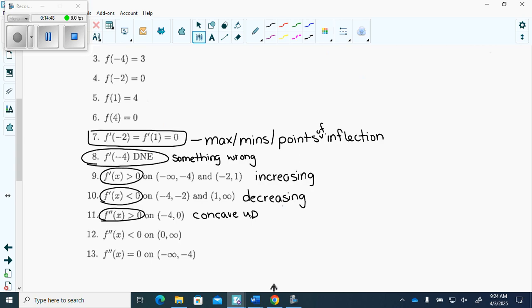And these are not coordinates. What are these? Domain. And this F double prime of x is less than 0. It's concave down. And what is this? F double prime of x equals 0. What do we get when that happens? Inflection point. So it's where your concavity changes, which should make sense.